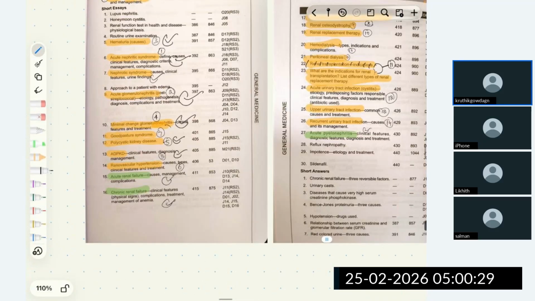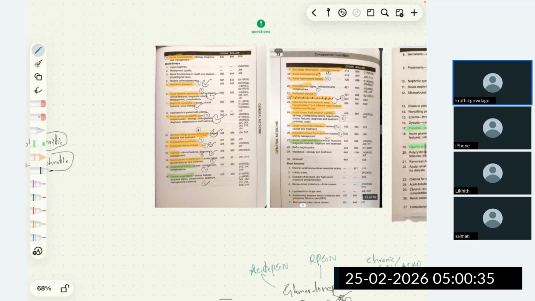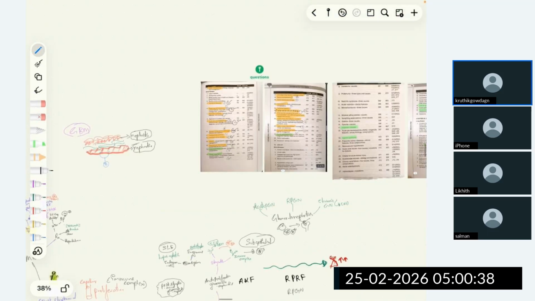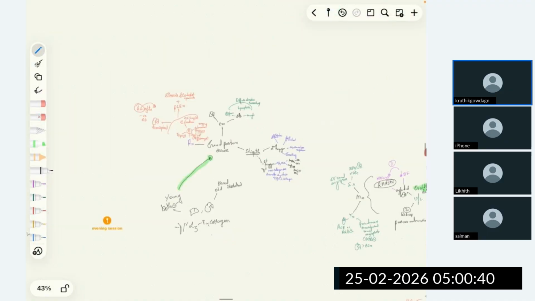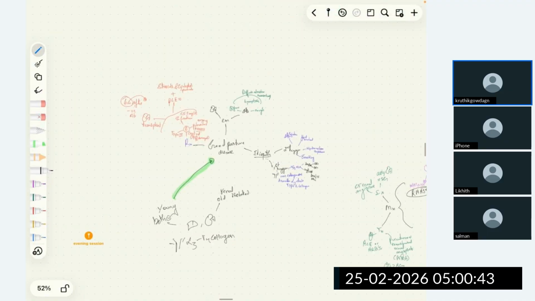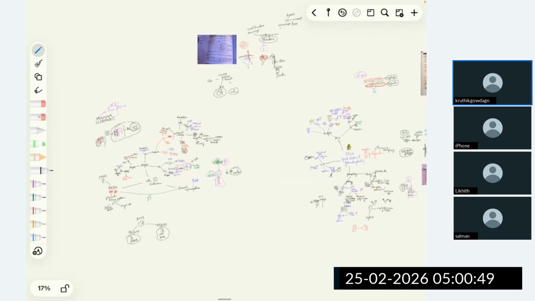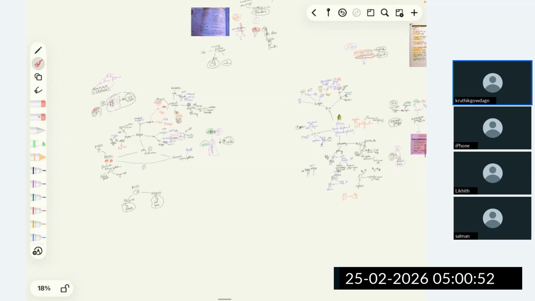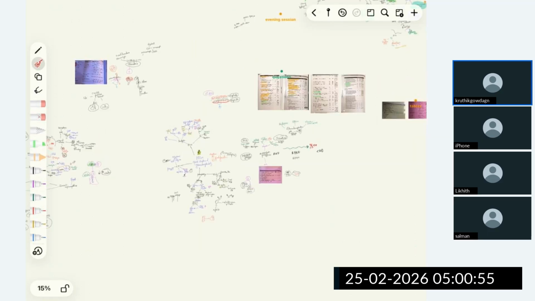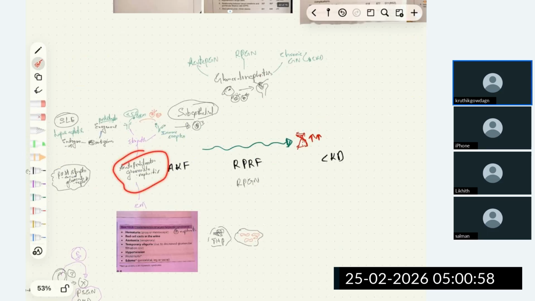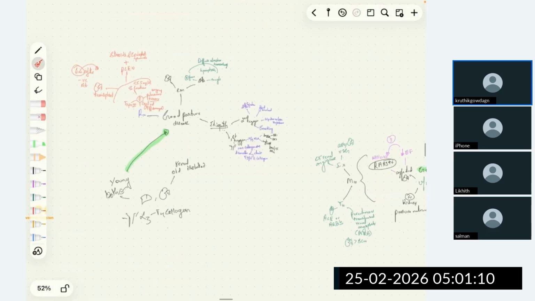Goodpasture syndrome. Goodpasture syndrome is not commonly asked more than once, but still I'll cover that. What is Goodpasture syndrome? I explained to you in the morning that there are three kinds of glomerulonephritis: acute proliferative glomerulonephritis, rapidly progressive glomerulonephritis, and chronic glomerulonephritis leading on to CKD. So one of the causes of rapidly progressive glomerulonephritis is Goodpasture syndrome. Let's see what it is.